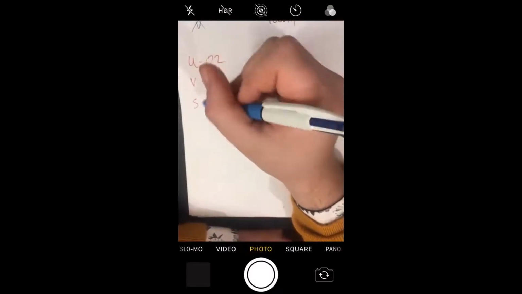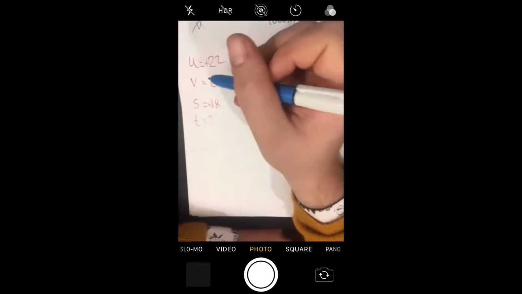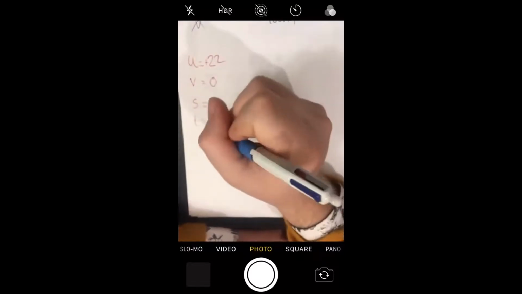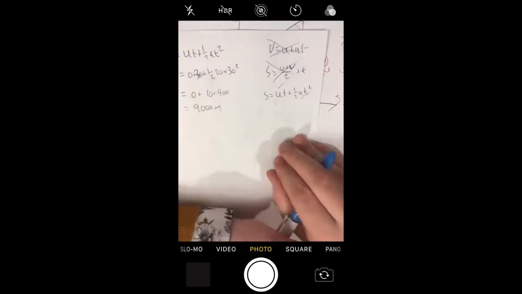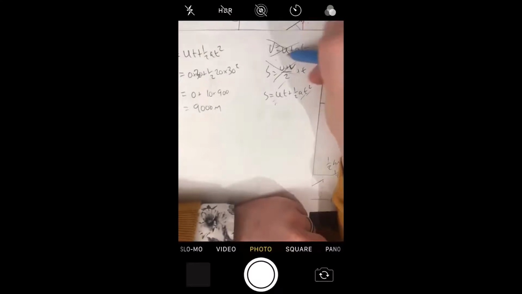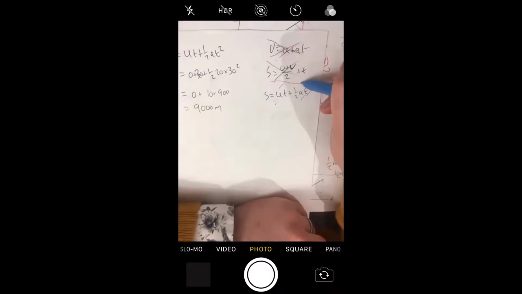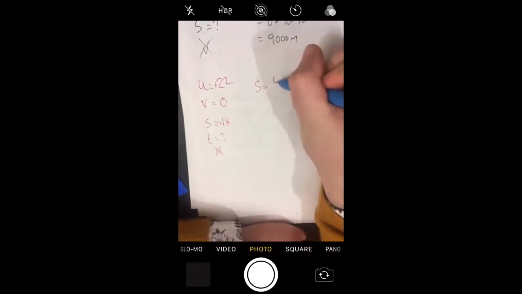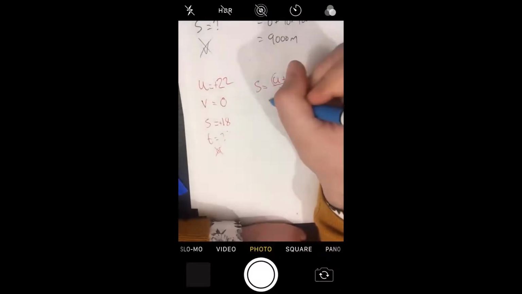The last question says t, how long does it take to stop? Okay, so now we've got u, v, s, t. We haven't got a. So we jump over to our formulas. Which one are we going to use? Well, this one's got a, so we're not going to use this one. This one hasn't got a in it. What do you know? That's going to be the one we're going to use. s equals u plus v all over 2 times t.